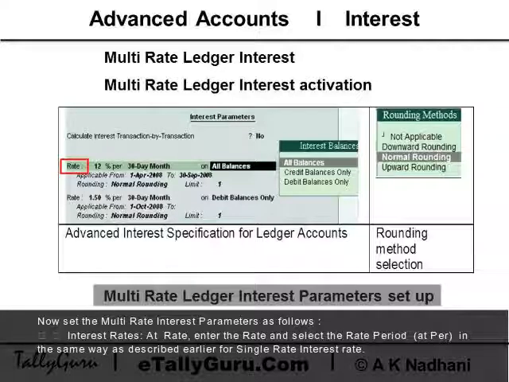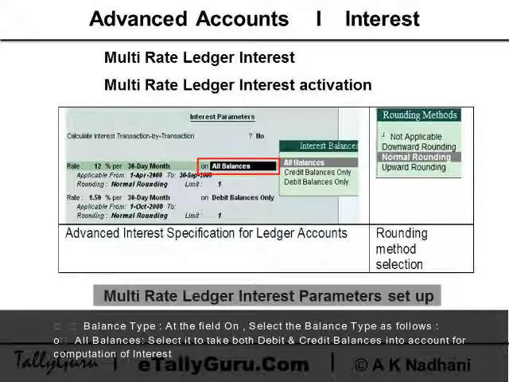Multi-rate interest parameters setup. Now set the multi-rate interest parameters as follows. Interest rates. At Rate, enter the rate and select the rate period at the Per field in the same way as described earlier for single rate interest rate.